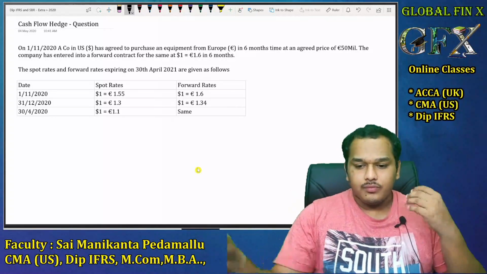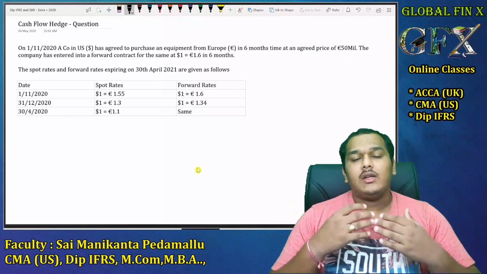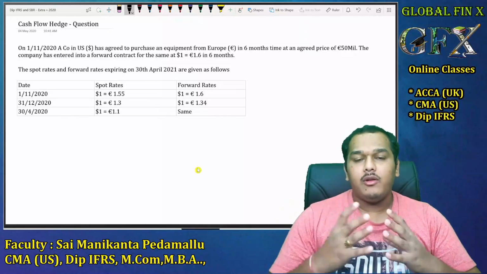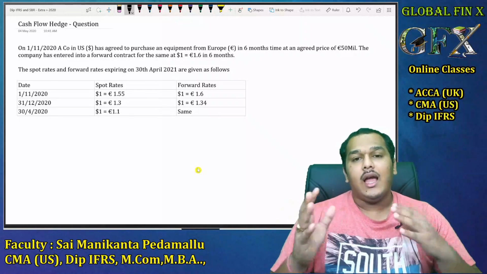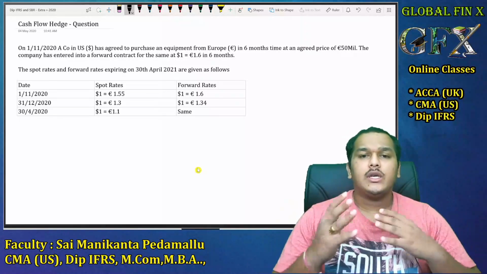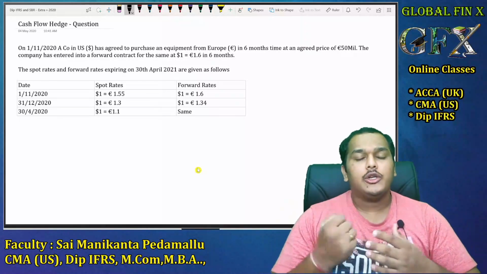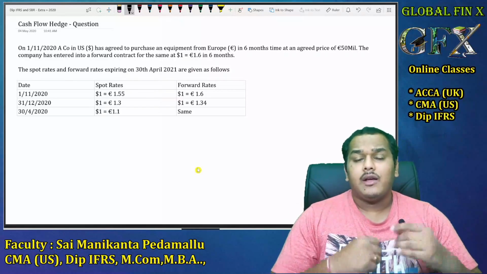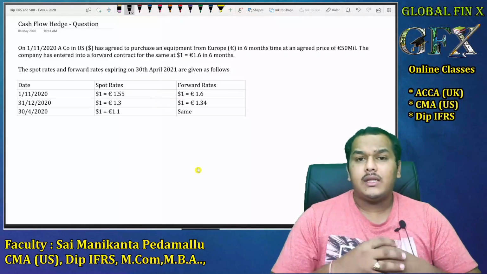So first of all, you have a future commitment, or you have a highly probable future cash transaction and you want to hedge it. Basically, like you promised somebody that you are going to purchase an asset from them, or you are going to purchase some inventory from them. So that's a firm commitment. You promised somebody that you are going to do that.